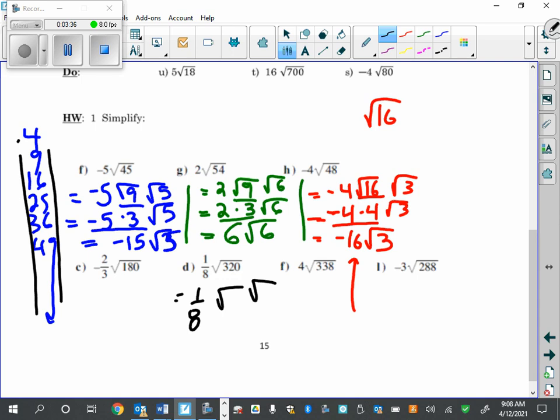Leave this on next class. Of course, I just erased the numbers.